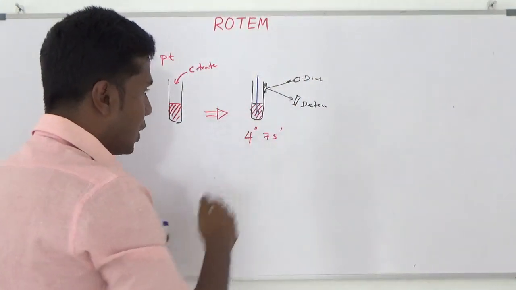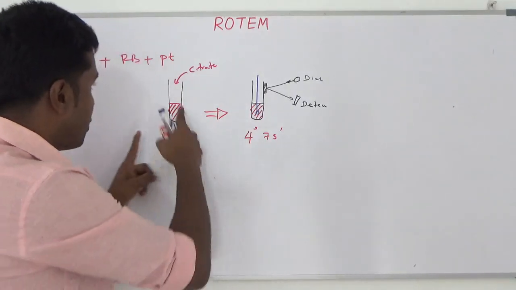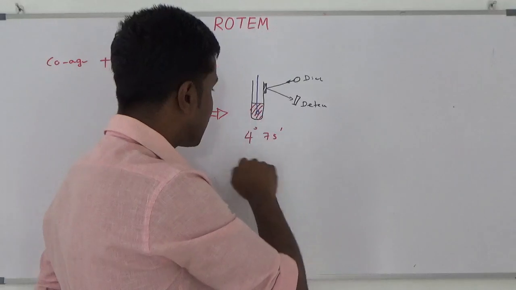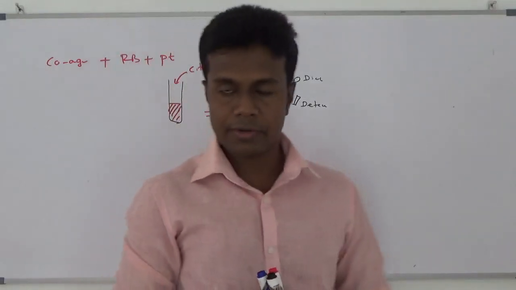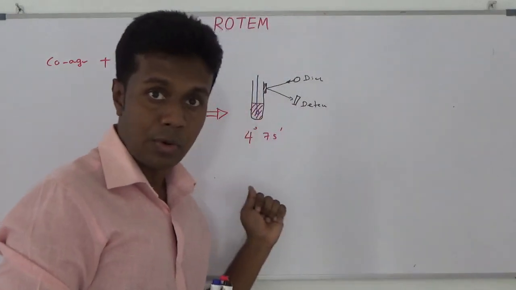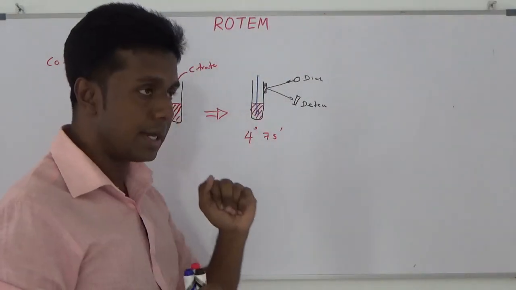To stimulate the coagulation, now we stop the coagulation by adding citrate. If I do a rotation with this blood sample, it will rotate the whole day, nothing will happen, because the blood sample is now not going to coagulate because I added citrate.